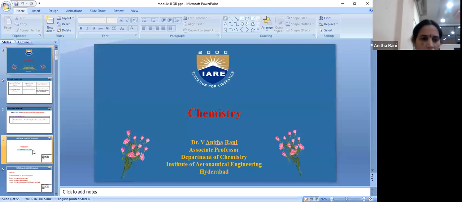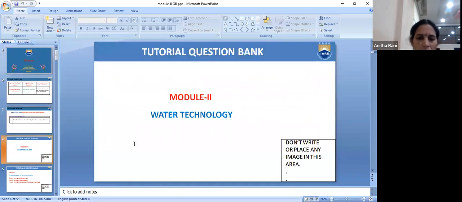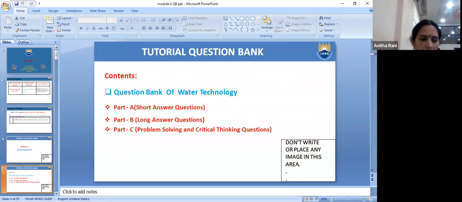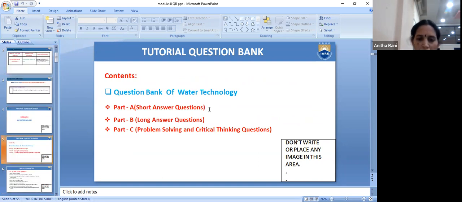Now, students, this question bank I will send you. Question bank, module 2, water technology. In this also there are part A, part B, part C. Part A is short answer questions, part B is long answer questions, and part C is problem solving and critical thinking questions.